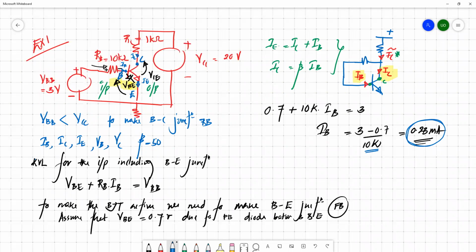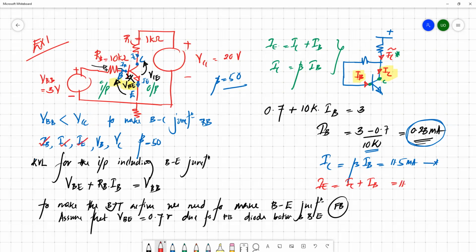Now this is your base current, and the HFE or the beta is given as 50. If you know the base current, you can immediately calculate the collector current as beta times IB, which equals 11.5 milliamperes. Now you know the collector current as well. So base is done, collector is done, and your emitter can be evaluated very easily. This is 11.77.